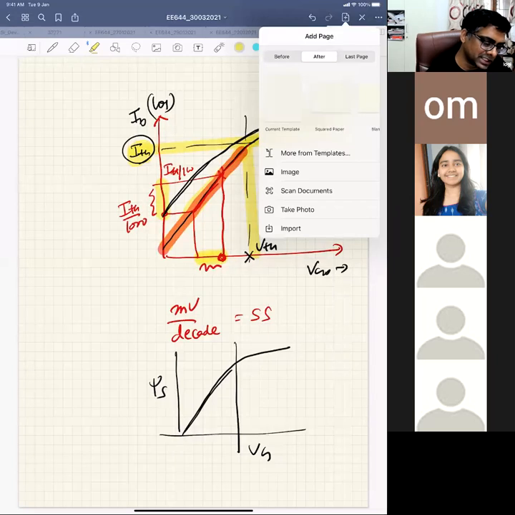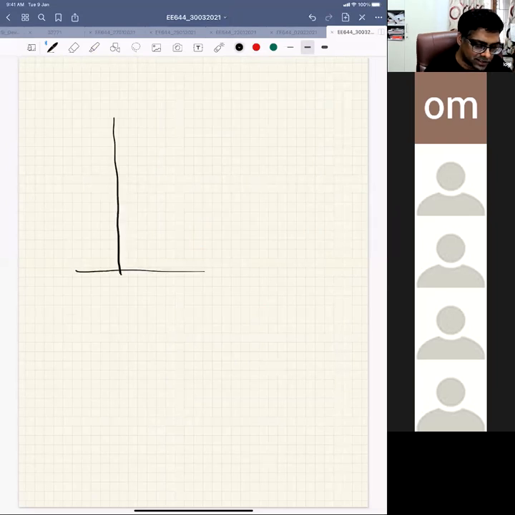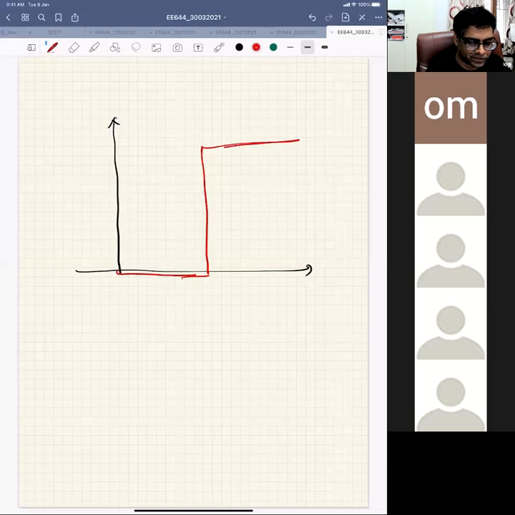So think of this, right? When I'm talking about an ideal switch, an ideal switch is something like this. It will be something where the slope is infinite, right? So this is your ideal switch. It is going from I off to I on, and this point is I on, right?